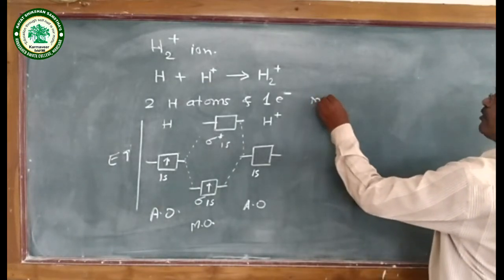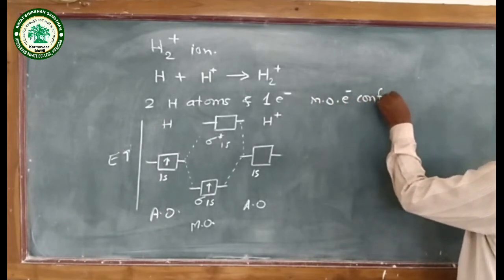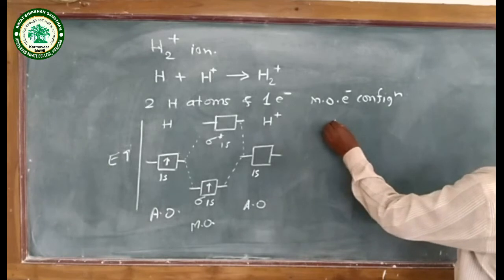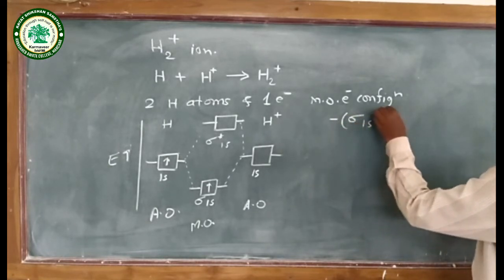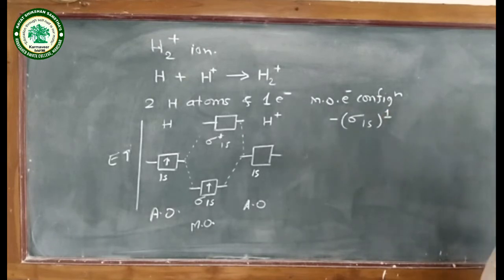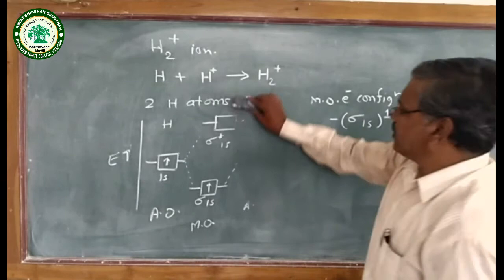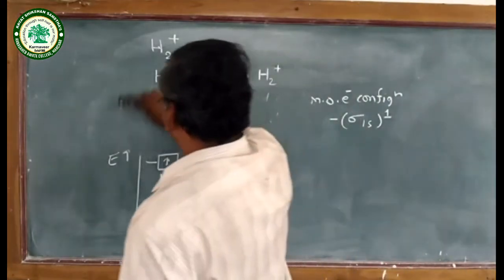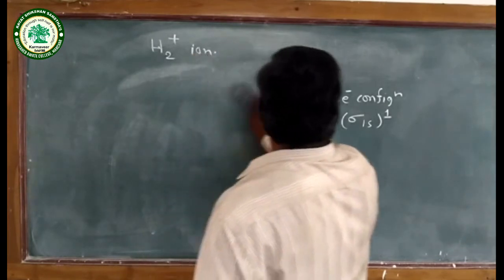So the MO electron configuration can be written as sigma 1s 1, and from this MO electron configuration we can find out the stabilization energy and the bond order for H2 plus ion.